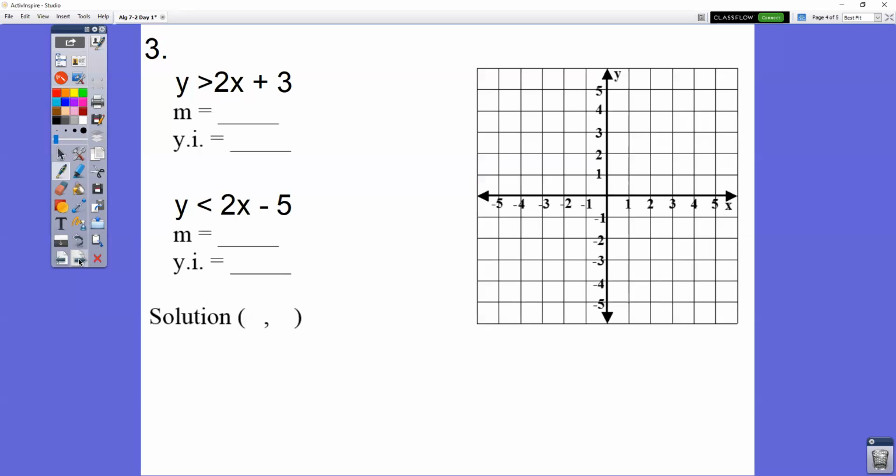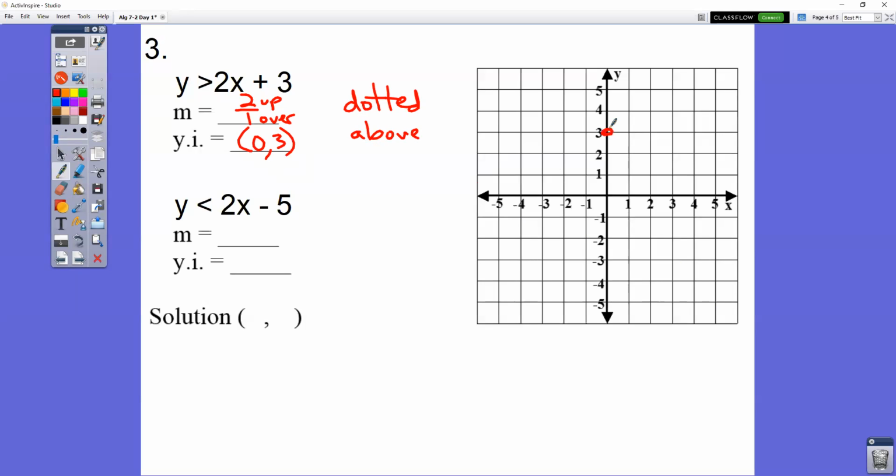So our slope for the first one is 2 over 1. All right, we always want to write that as a fraction. That really means up 2 over 1. And our y-intercept would be 0, comma, whatever our plus or minus is, which is 3. We would use a dotted line because I don't see a picture of a solid line. And it's greater than, so I'm going to shade above.